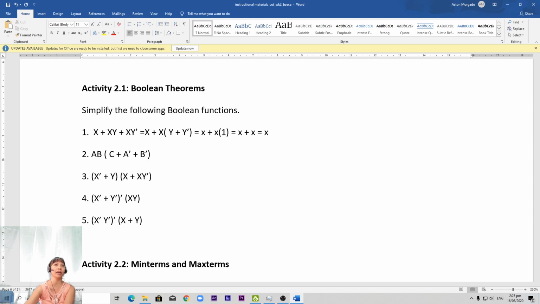Did you guess it right? Don't guess, please. Start analyzing. Okay, let's have number 2: AB times (C plus A prime plus B prime). So what are we going to do with number 2?